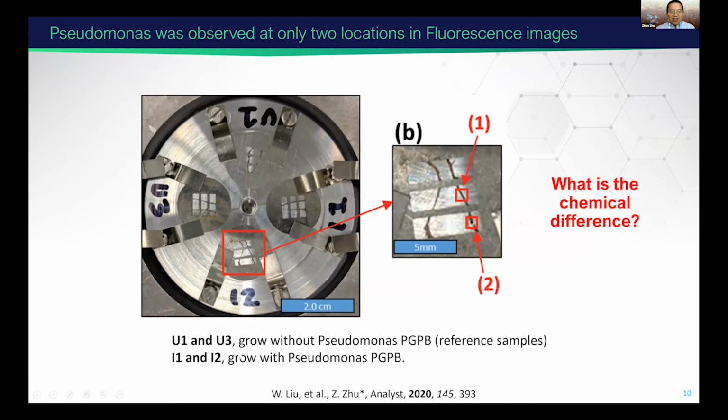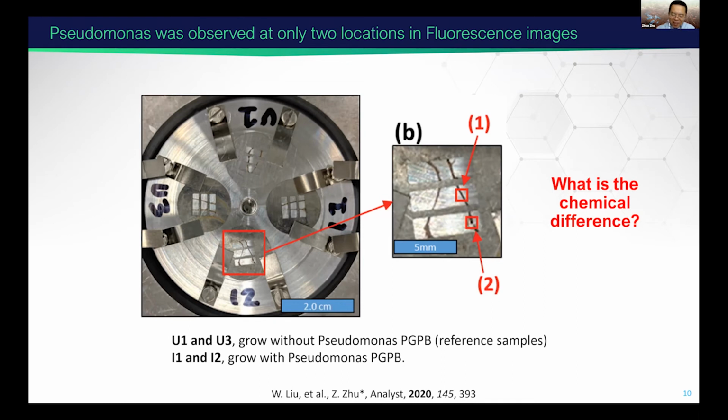Here is something very interesting. I just mentioned that our samples are U1, U3, I1, I2. These are four plants. So what's the difference among them? U1 and U3 are actually reference samples. They grew without Pseudomonas PGPB added, and I1 and I2 grew with Pseudomonas PGPB. So in our original expectation, for I1 and I2, altogether 12 locations, we could find Pseudomonas easily.